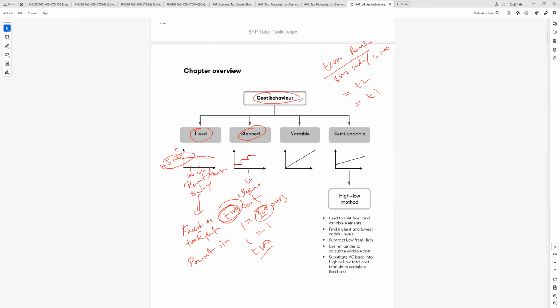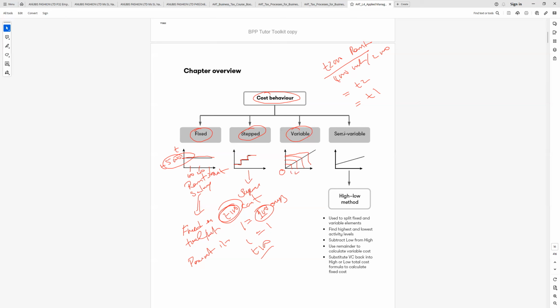The next one we have here is variable cost. Variable cost is very straightforward. This cost is completely variable with the activity level. That means if I make any unit, there will be a cost. If I don't make any unit, there will be no cost. For example, this starts from 0. If I make 1 unit, my cost is 1. If I make 2 units, my cost is 2. If I make 3 units, my cost is 3. If I make 4 units, the cost is 4. So the level of activity is increasing, and at the same time the cost is also increasing. This is an example of variable cost.